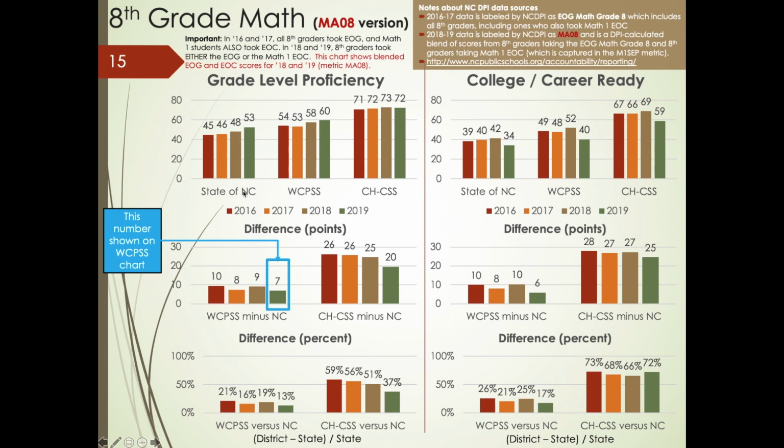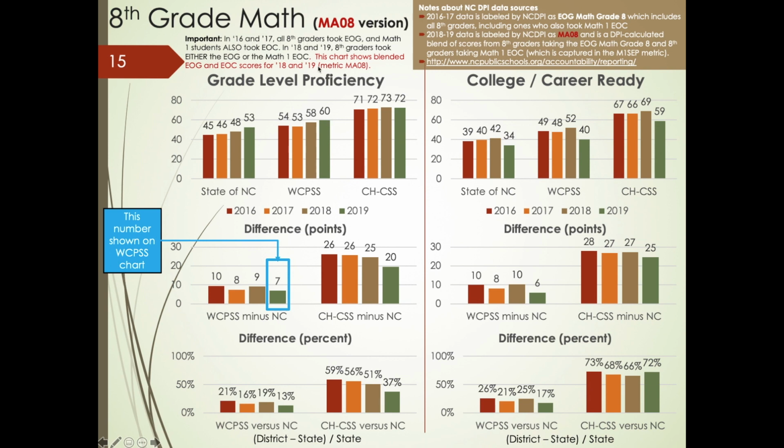Then when we go to 18 and 19, the state changed the rule so that students didn't have to take both tests. If they were in Math 1, they just took the Math 1 EOC. If they're in 8th grade and not taking Math 1, they would take the 8th grade EOG. So in that case, they took one or the other.